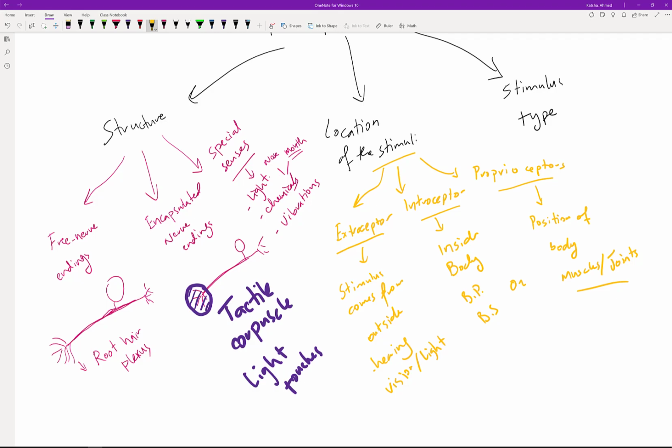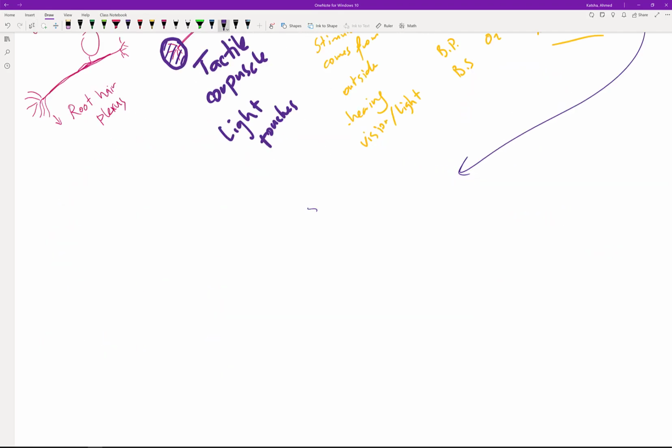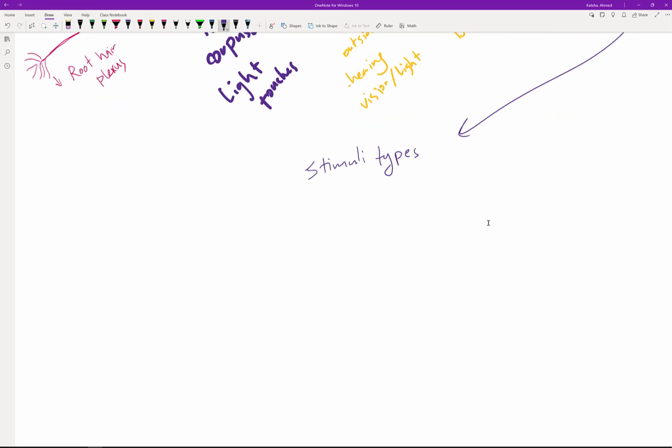Then the third way of classifying stimuli is by looking at their types, the stimulus type. And for those, we'll draw them a little bit down. Here, basically, it's what is the signal that is triggering the stimulus. Those could be 5 or 6 different types, and again, based on that type of stimulus, maybe there are 6.